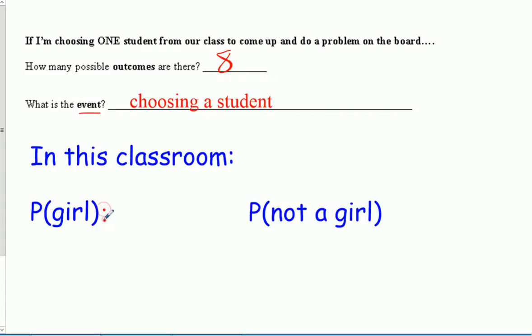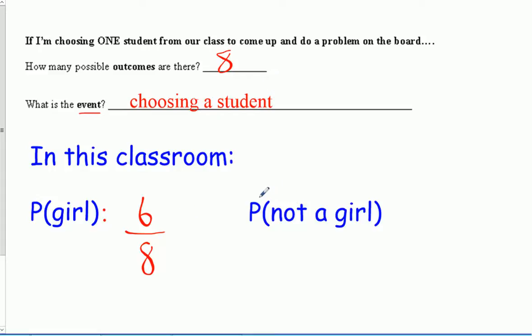And this is a question. Did you hear all those words I put in there? But the words P and girl are the only ones on my paper. So when you read this in class, I don't want you to say P girl. I want you to say, what is the probability of picking a girl? Okay, so now what is the probability of picking a girl? How many girls do we have in our class? We have 6. Out of how many total students? 8. Okay, so it's a 6 out of 8 chance of picking a girl.